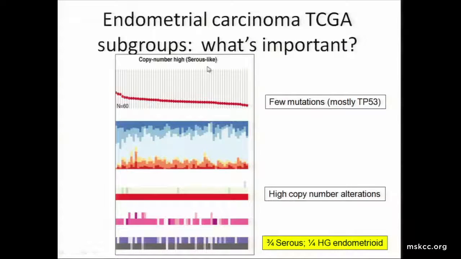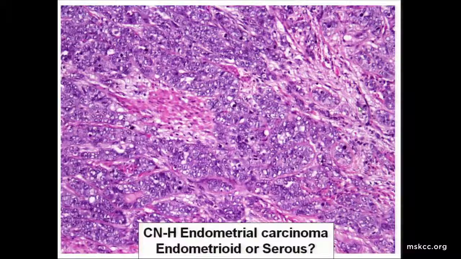Let's now focus only on the copy number high, or the serous-like cluster, again defined by many deletions and amplifications. And what we find here is that 3/4 of the tumors in this group are serous, and 1/4 are high-grade endometrioid. And as I've already told you, these all show high copy number alterations, and almost all show recurrent P53 mutations. How do we translate this into clinical practice?